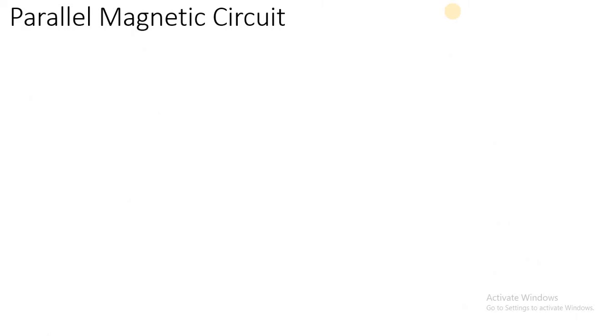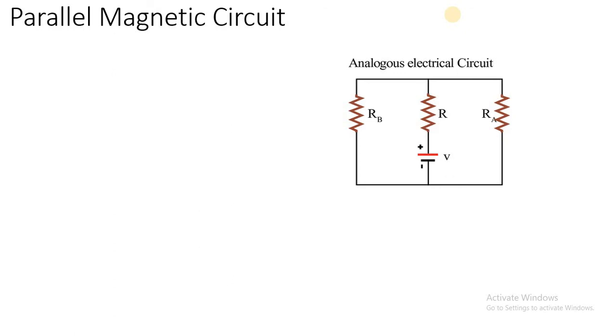Now the next topic is parallel magnetic circuit. When we are telling the circuits are parallel, tell me the electrical part. Now this circuit which is showing on the screen, is it a series circuit or a parallel circuit? Parallel.